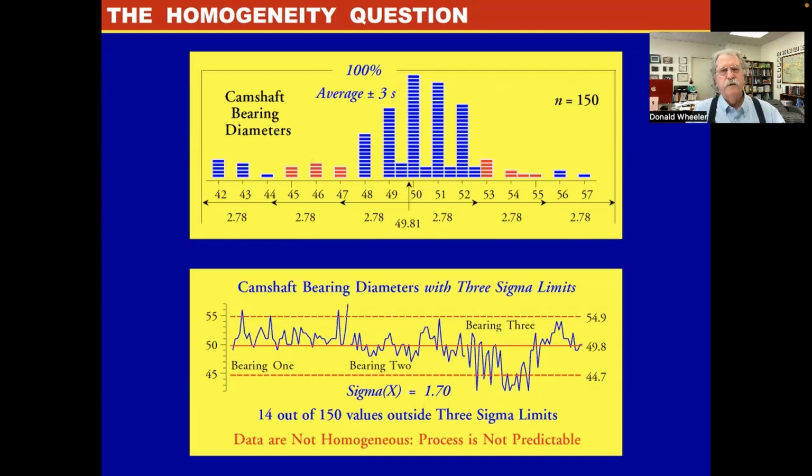Camshaft bearing diameters. We had 100% within our 3 standard deviation limits. The standard deviation was 2.78. But sigma of x is only 1.7. So we have 14 out of 150 values outside our 3 sigma limits. These data are not homogeneous, so we judge the underlying process to be operated unpredictably.